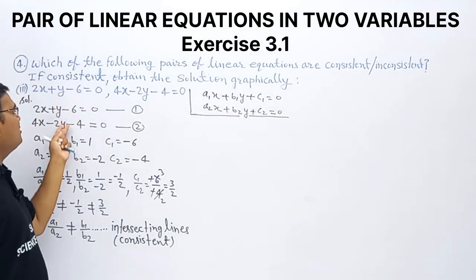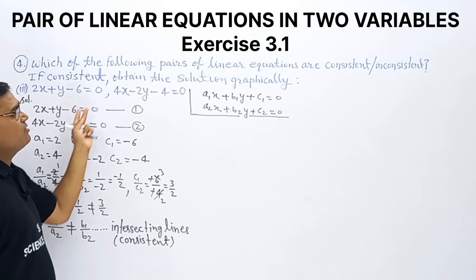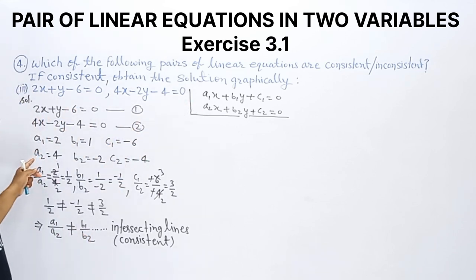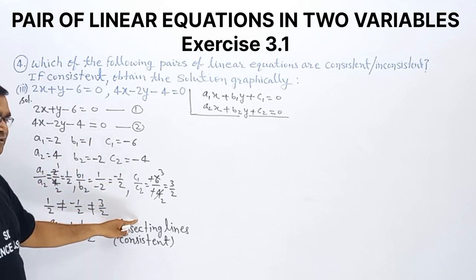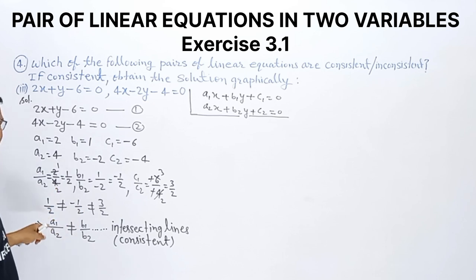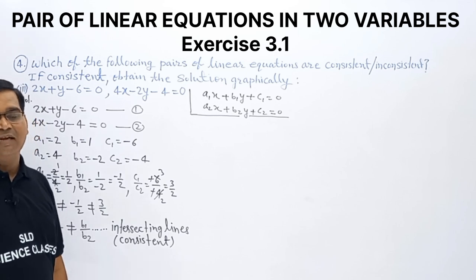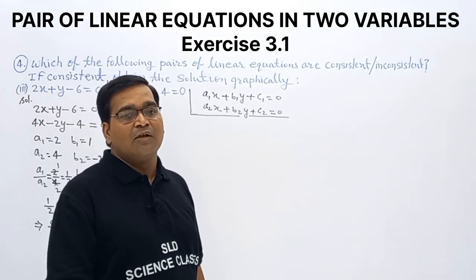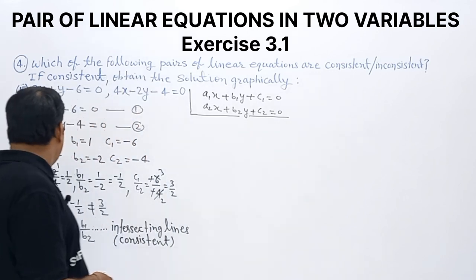First we will write the equations in the general form. Then compare with the general equations. Find a1, b1, c1, a2, b2, c2. Then find the ratios a1 upon a2, b1 upon b2, c1 upon c2. Once a1 upon a2 is not equal to b1 upon b2, we get intersecting lines, and intersecting lines are consistent. Clear?